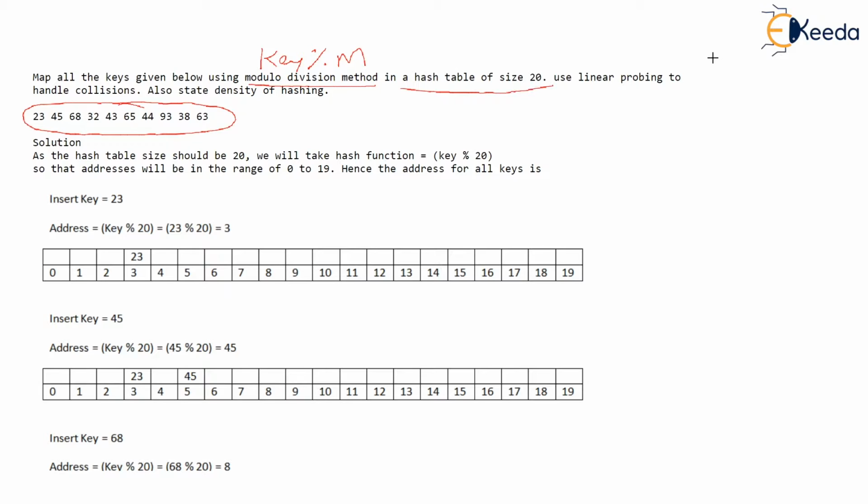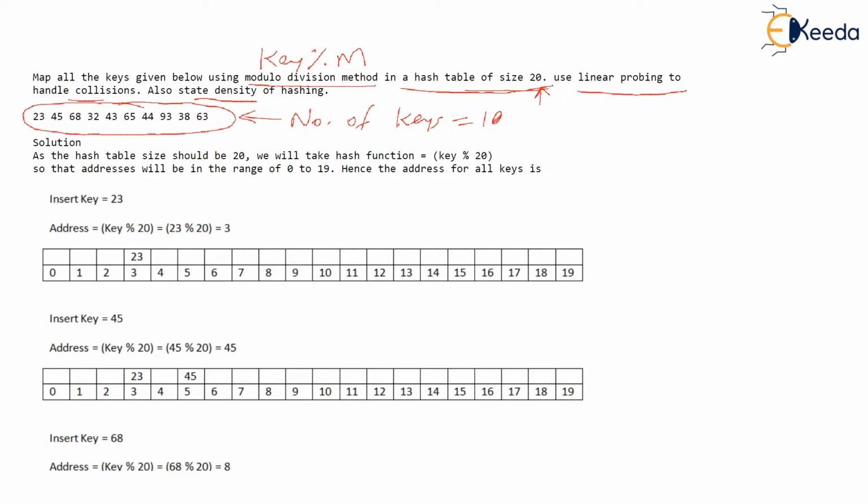So in the question, they have given the size of the hash table. Notice the number of keys given is 10. These 10 keys are to be mapped in a hash table of size 20, so we don't have any problem of space. The hash table has a size larger than the number of keys to be mapped. And the question says you have to use linear probing to handle collisions. Also, they have asked us to state the density of hashing.